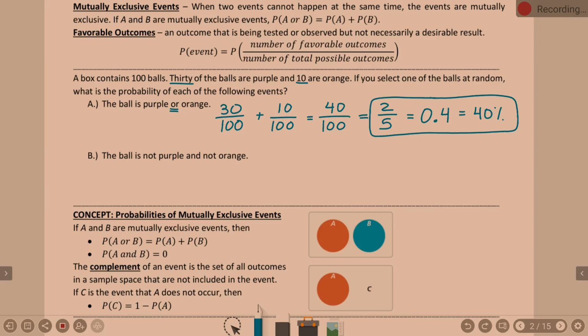Now, let's turn this around. The first probability was the probability that the ball is purple or orange. The second one is that the ball is not purple and not orange. There are different ways we could talk about this.